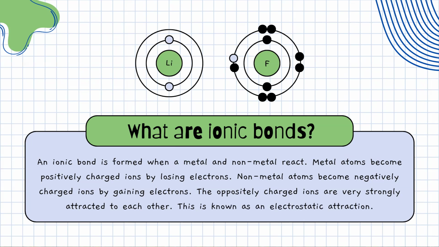So now I want somebody to read for me. Dorcas, I want you to read for me what you can see on the screen. There is a definition there that shows what ionic bonds are. Can you read that for me? An ionic bond is formed when a metal and non-metal react. Good. Metal atoms become positively charged ions by losing electrons. Now hold on.